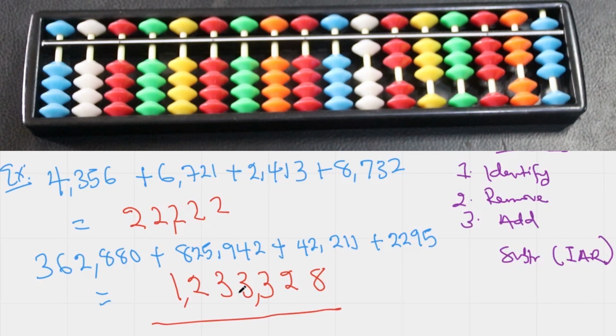Remember, when you are adding numbers together, identify the complementary number, remove whatever you have identified, and then add the component. If it's 10, add 10. If it's 5, add 5. If you are doing subtraction, identify it, add whatever you have identified, and then remove the component number.